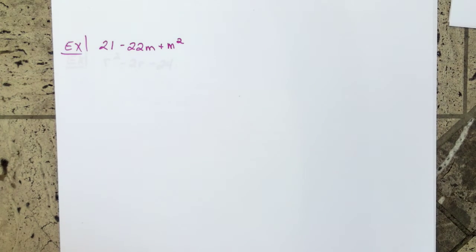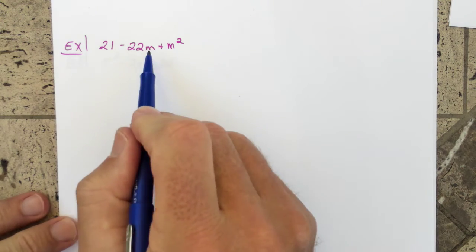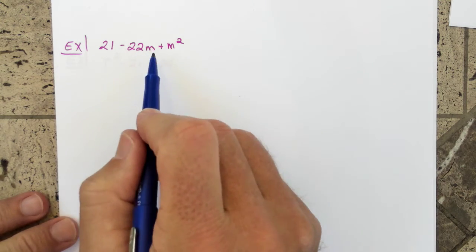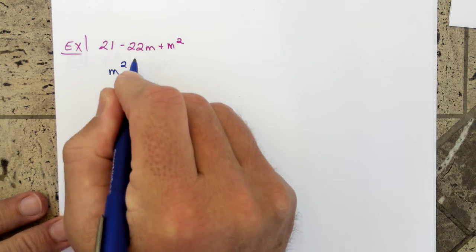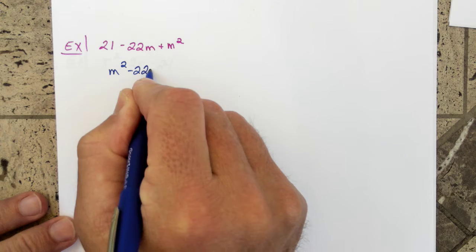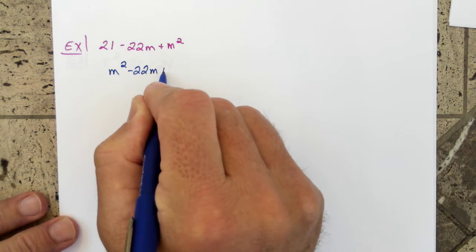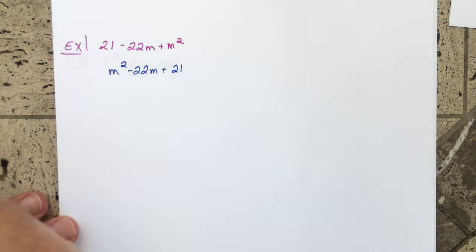All right, let's explore the next one. Again, something thrown at us where there is 3 terms, trinomial, not in standard form. So let's put it in standard form. M squared minus 22m plus 21.